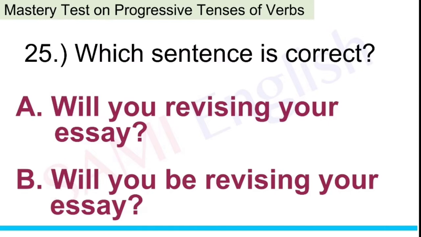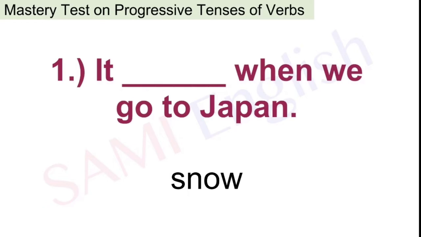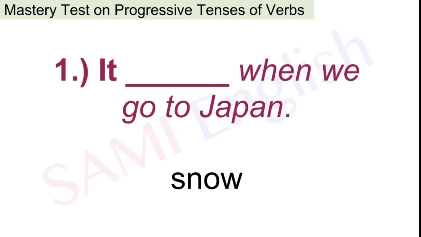Alright, so let's check your answers. Number one, it blank when we go to Japan. Let's focus on the second clause kasi meron ditong conjunction na when, okay? When we go to Japan. And kung mapapansin nyo, yung verb na ginamit is go. It's in simple present tense. Napag-usapan natin last time na ang simple present tense ay kapartner ng future progressive tense of the verb. So the answer would be, will be snowing. It will be snowing when we go to Japan.